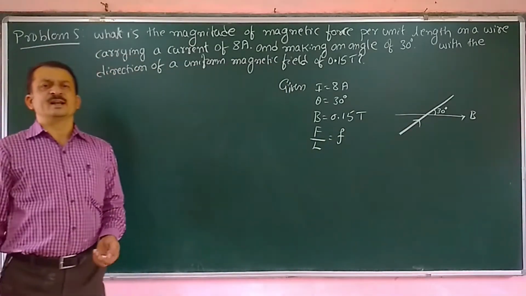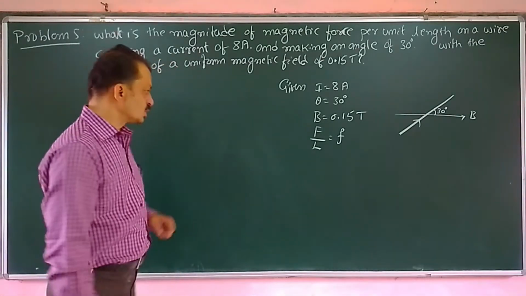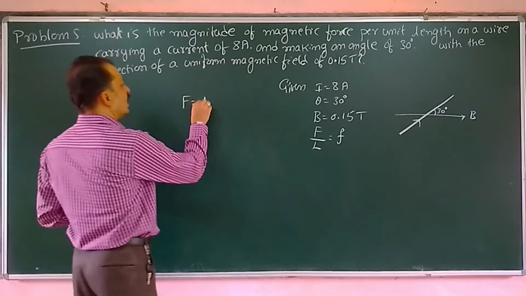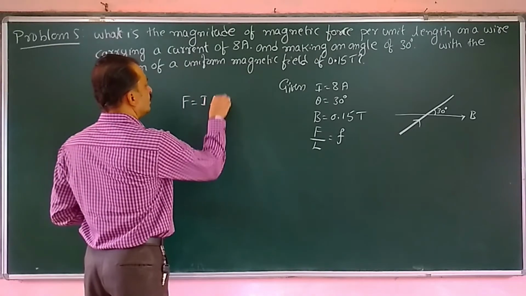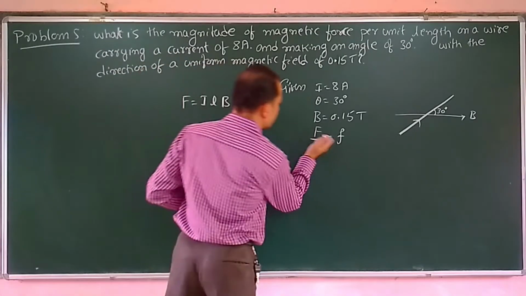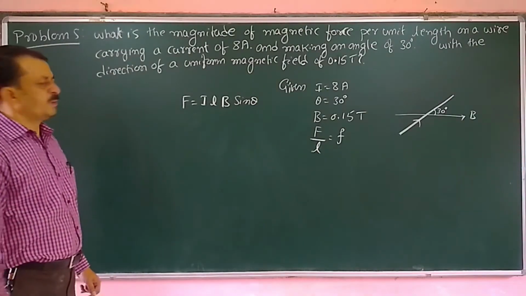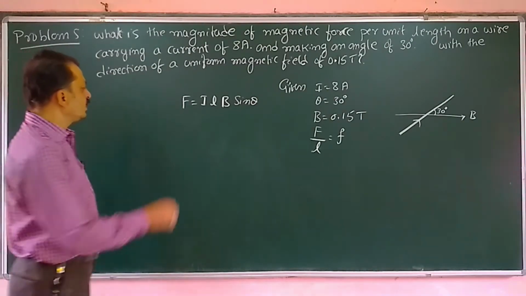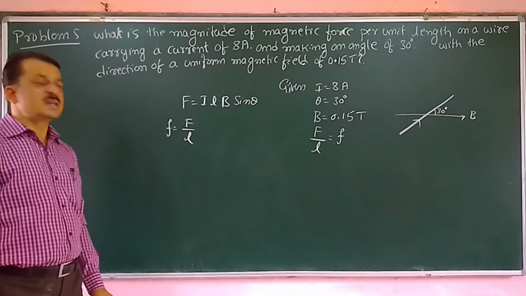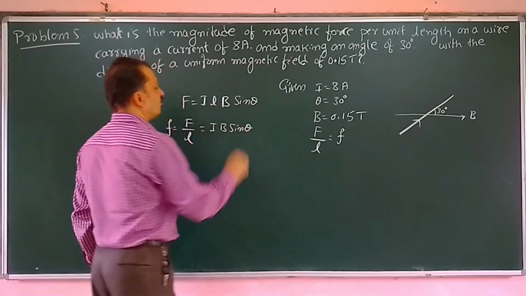We know that a current carrying conductor, when placed in a uniform magnetic field, experiences a force, and the formula for the magnitude of the force is given by I L B sin theta. We have taken small letter l. So F by L is I L B sin theta divided by L. Now, here they have asked to calculate force per unit length, F by L. So, therefore, it is simply I B sin theta.